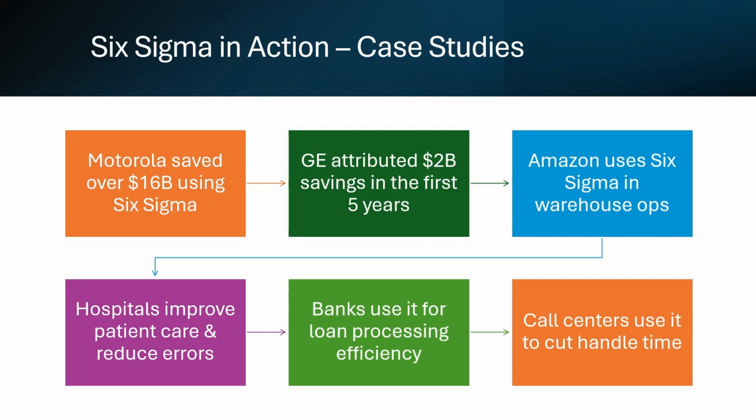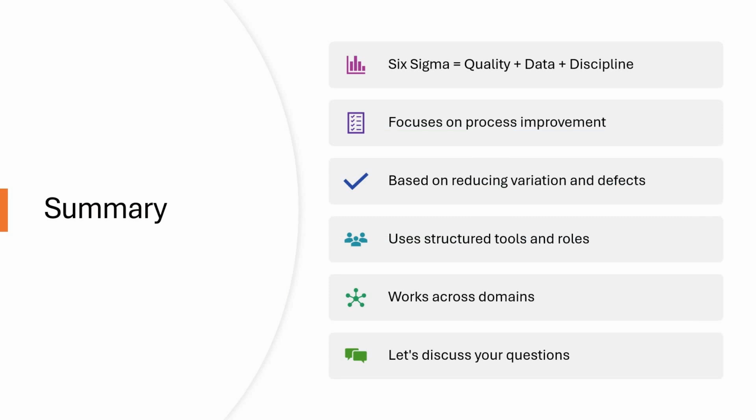And finally, call centers use it to cut handle time. Call centers use Six Sigma to reduce average handle time, AHT we call, and they improve the first call resolution, FCR we call, and they minimize escalations. More efficient agents reduce customer frustration, lower operational costs, improved efficiency overall is what Six Sigma is going to get you. Alright, so let's quickly summarize all the benefits.